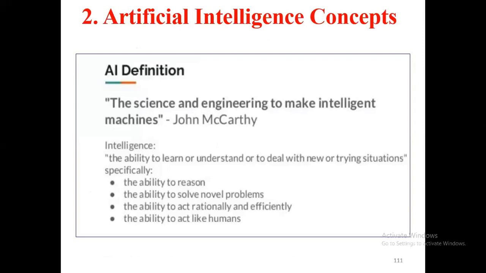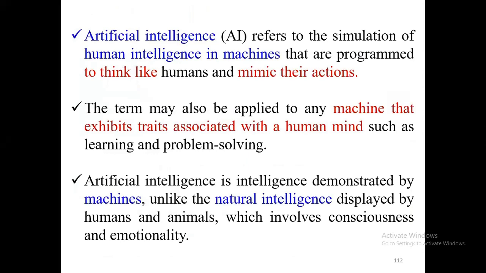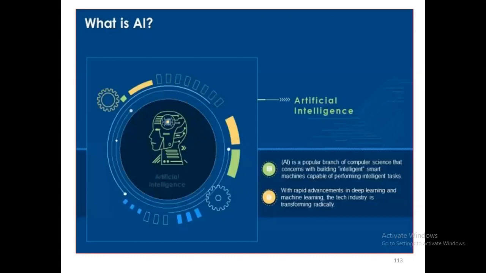Intelligence is nothing but the ability to reason, the ability to solve novel problems, the ability to act rationally and efficiently, the ability to act like humans. Okay, in artificial intelligence, mimic like humans, think like humans. So intelligence is demonstrated by machines, unlike the natural intelligence displayed by humans and animals, which involves consciousness and emotionality.